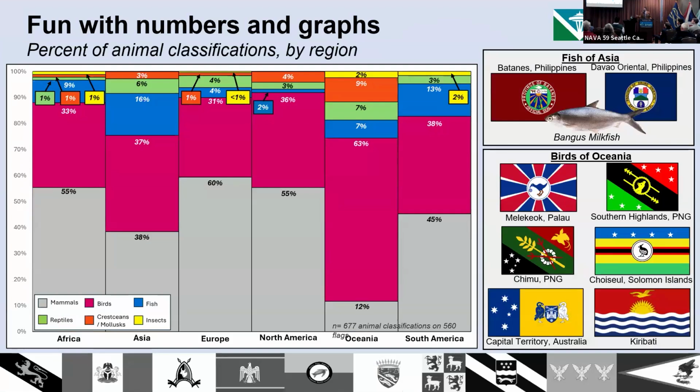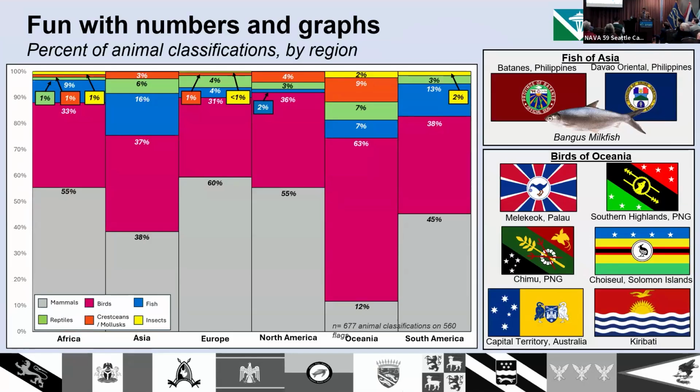So looking at the regionality of it, again, it generally follows the global trends. About 30% of flags have animals. And then when you break those proportions up by region, you kind of see where it falls into play, where around 50% are mammals, around 30% are birds. There are a couple of outliers.